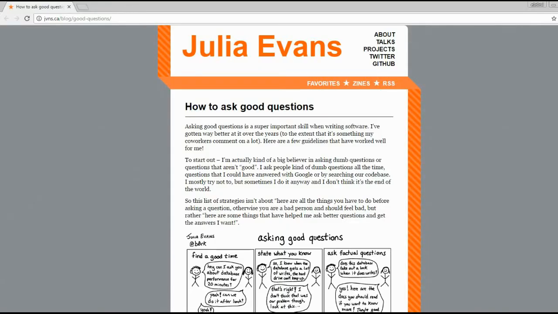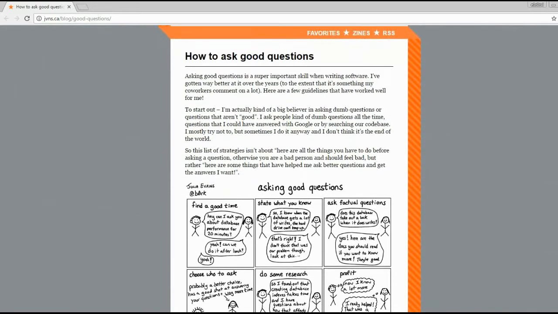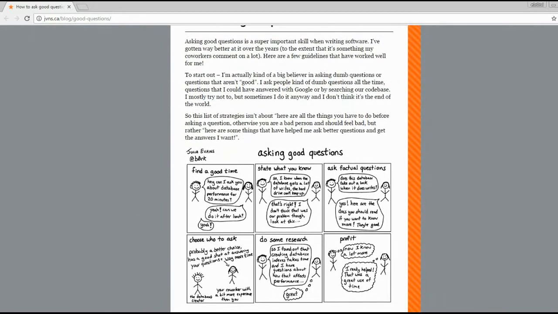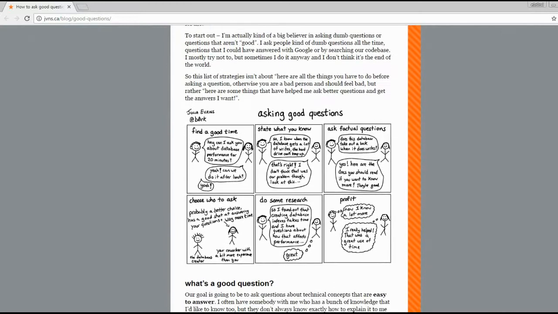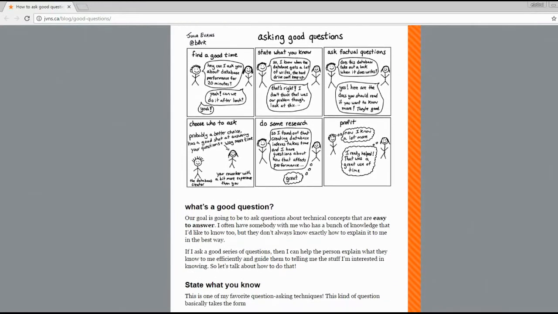Another informative article is How to Ask Good Questions by Julia Evans. I believe it's really a useful skill for being productive. And it's not only regarding software developers.